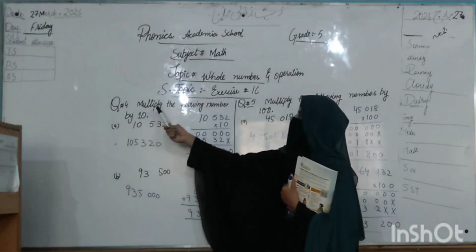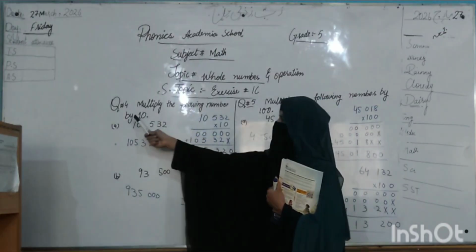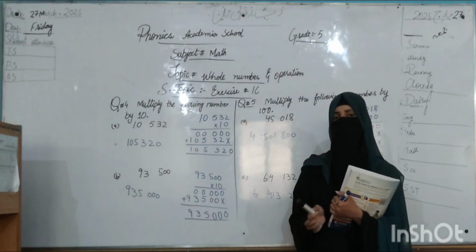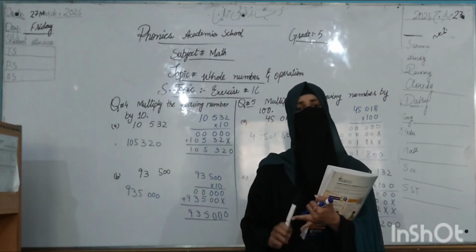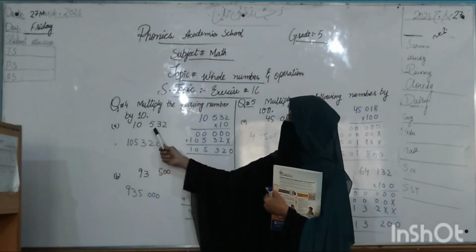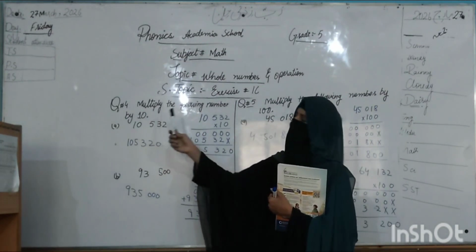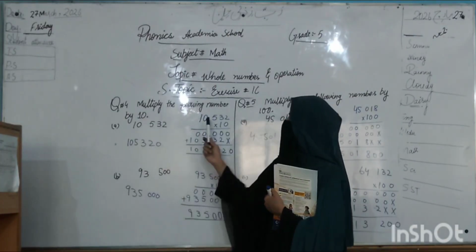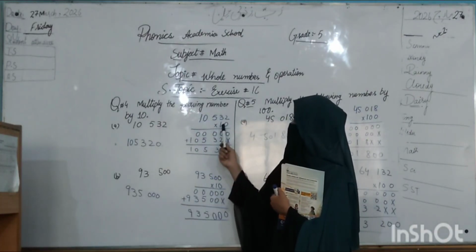Question number 4: multiply the following numbers by 10. They say that the numbers given below you only have to multiply by 10. So part A is 10,532. In the statement they say multiply by 10. So 10,532 multiplied by 10.